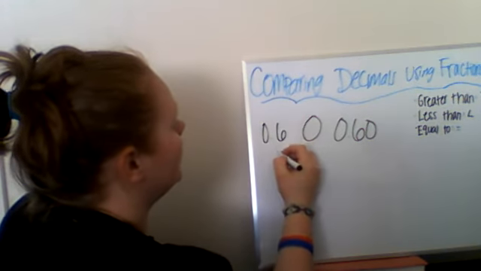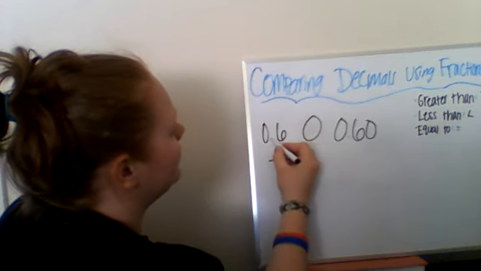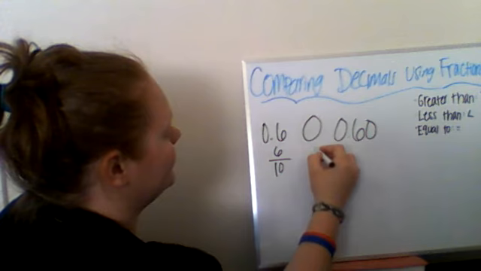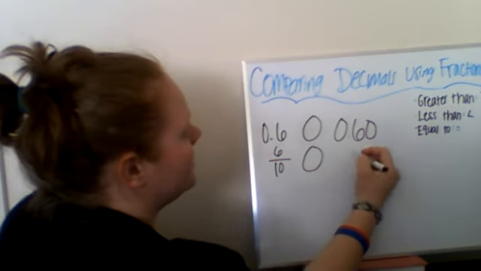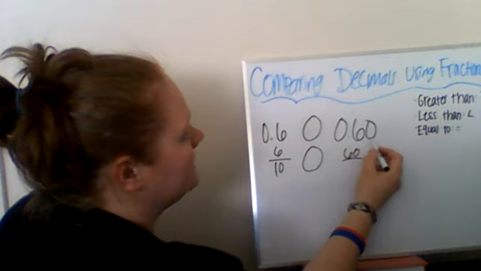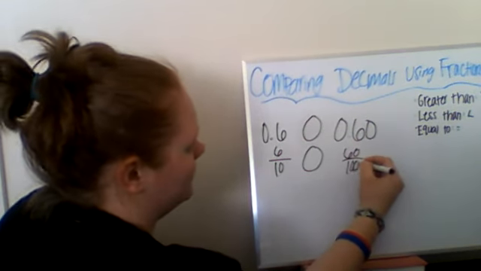With this one, I'm going to bring my 6 down. Now, if I look right here, my place value after my decimal is tenths. So it's going to be 6/10. Over here, I'm going to bring my 60 down for my numerator, and hundredths is my last place value I see, so I'm going to put 60 over 100.